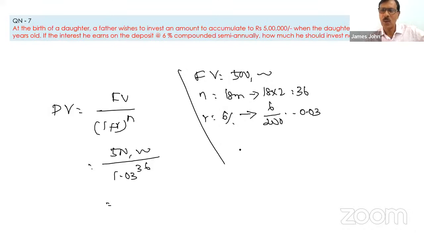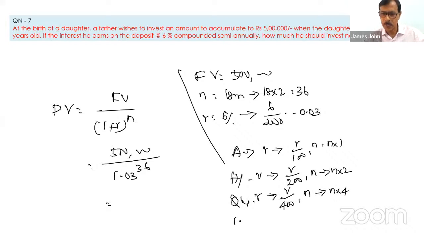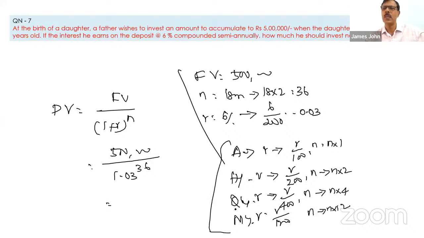See, according to the compounding rest, I told in the beginning, this is the problem. If you are not joining in time, that creates a lot of difficulty. If the compounding rest is annually, the rate of interest R becomes rate by 100, and N is N into 1. And if it is half yearly, R becomes rate of interest by 200 and N becomes N into 2. If it is quarterly, R becomes rate of interest by 400 and number of years becomes N into 4. And if it is monthly, R is rate of interest divided by 1200 and N is N into 12. This is the fundamental which you might have studied in your schooling.